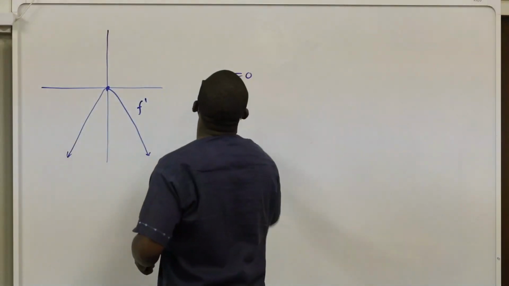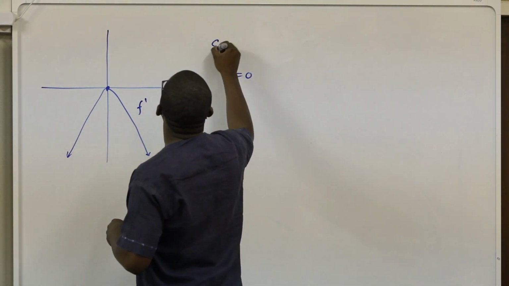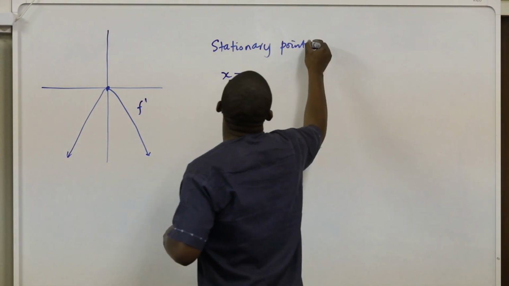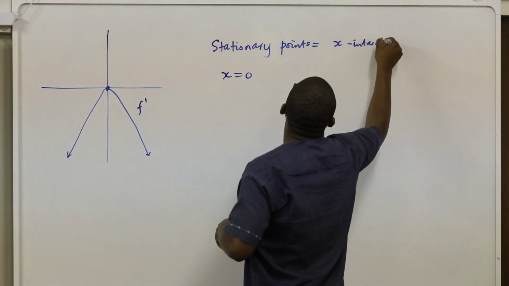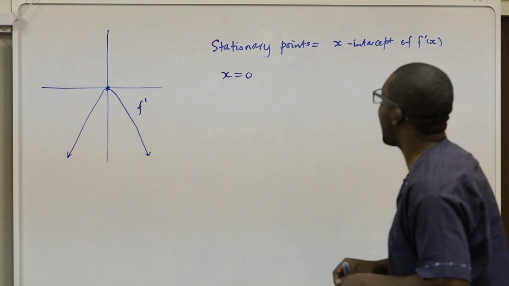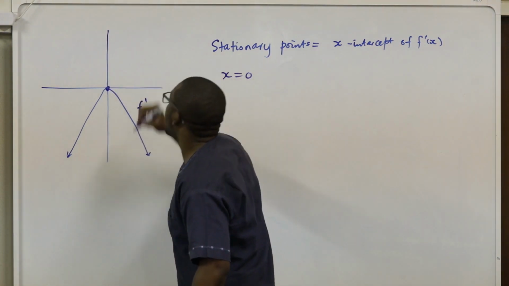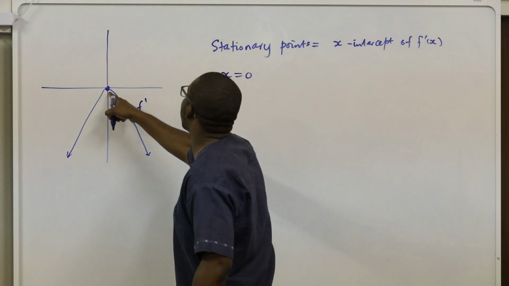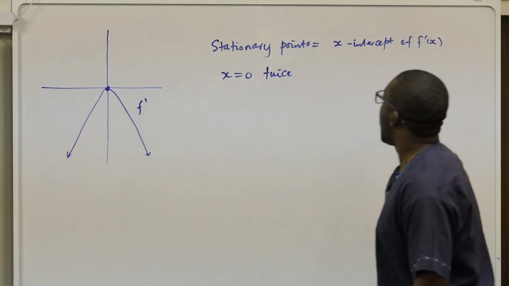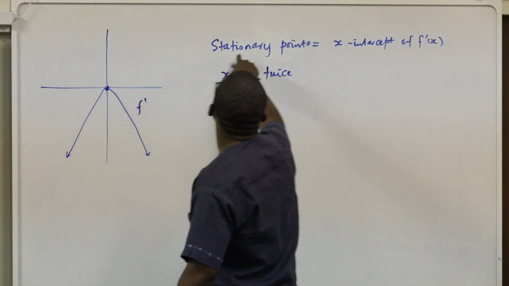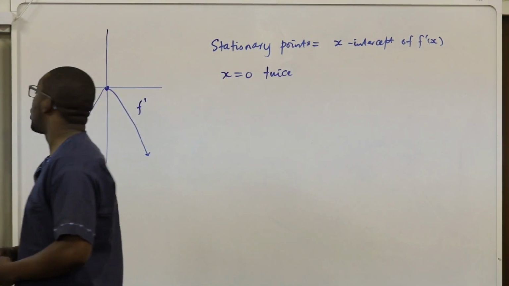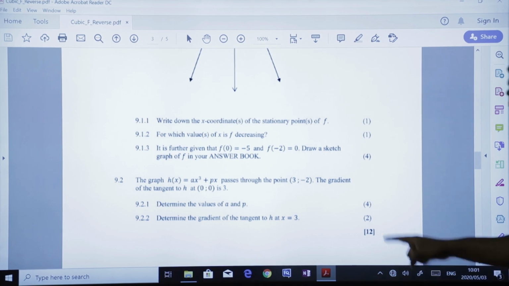They're just equal to 0. x is equal to 0. Why? Because stationary points are equal to the x-intercept of f prime x. Well, this is a repeated root. x is equal to 0 twice. And this x is equal to 0 is actually the stationary point of f because it was the x-intercept of f prime. So here, it's just x is equal to 0 twice.